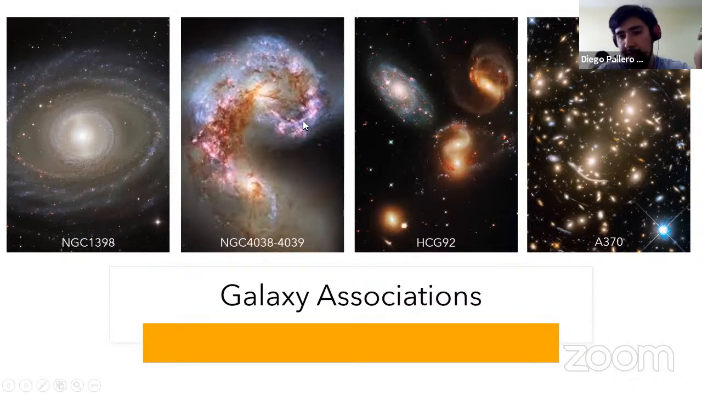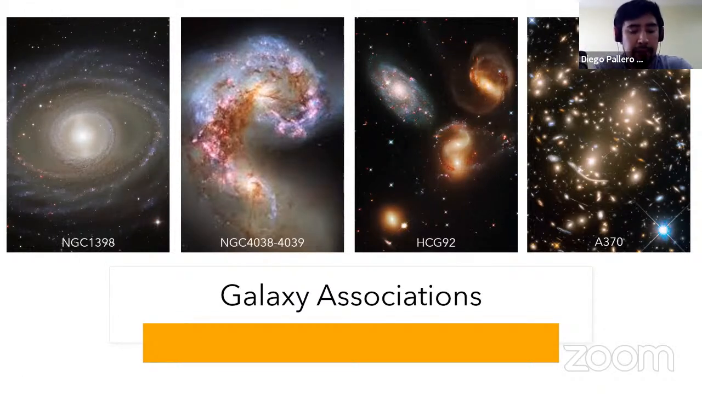We can find galaxies in compact groups or groups of galaxies, which are associations of 3 to 5 galaxies, which are expected to be merged in the future as one big structure. Here you can see Stephan's Quintet, a beautiful compact group, HCG 92.